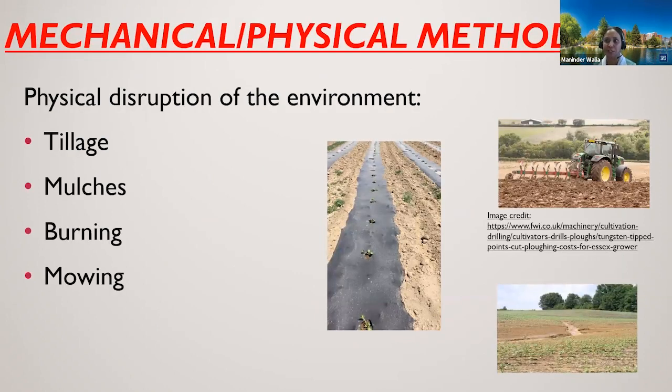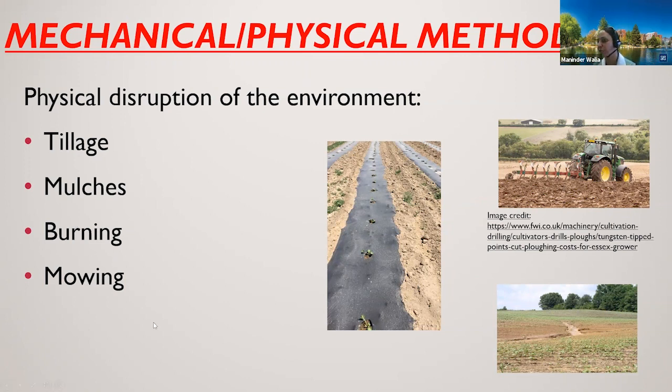The next methodology is the mechanical or physical control strategies, and they involve reducing the pest infestation by disrupting the pest or providing a physical barrier to prevent the pest from infesting an area. They do involve actions such as tillage, mulching, pulling the weeds out, mowing, burning, or otherwise anything physically disrupting the life cycle of a weed.